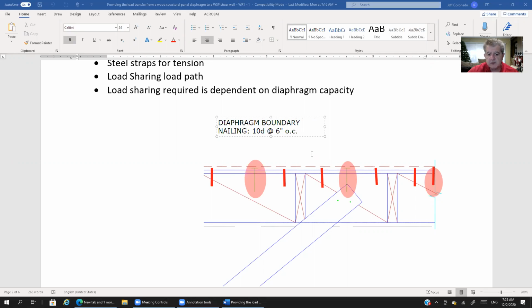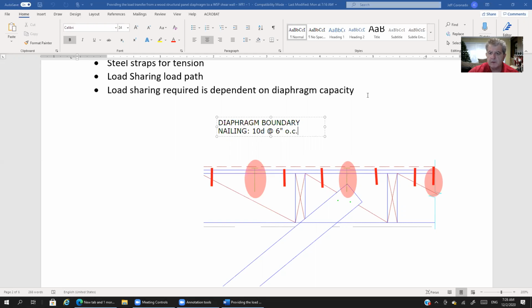So every 6 inches, we're going to have a 10D nail connecting the block to the wood structural panel. And this is part of diaphragms. We're not getting into that in this tutorial. That's covered in other tutorials. Again, drop me a note if you have a question on anything specifically here, and I'll try to point you in the right direction. But we have repetitive nails that connect the blocks to the wood structural panel.